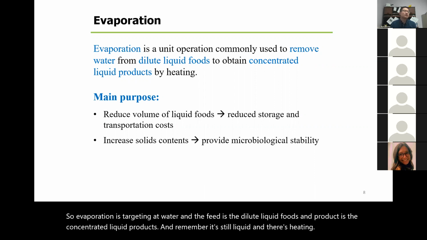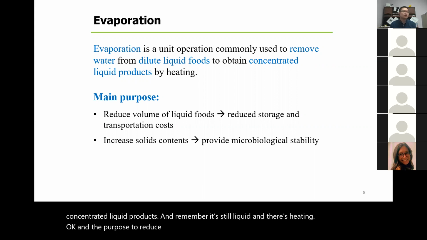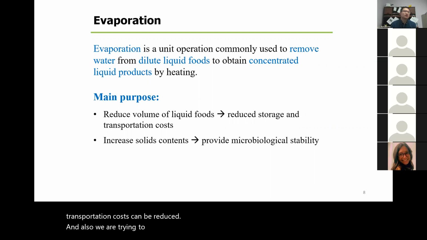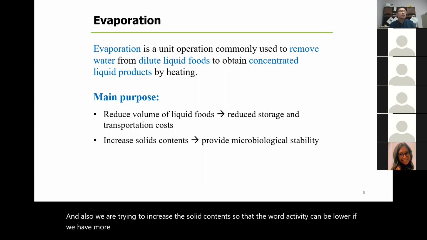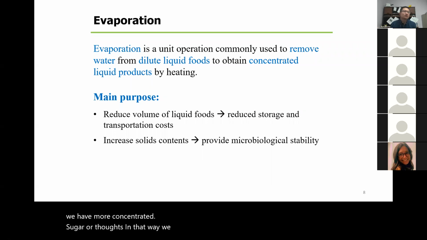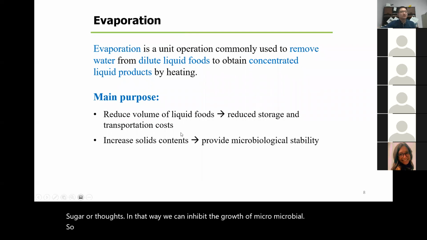And the purpose is to reduce the volume of the liquid foods so that storage and transportation costs can be reduced. Also we are trying to increase the solid content so that the water activity can be lower if we have more concentrated sugar or salts. In that way, we can inhibit the growth of microbes. So these are the two main purposes.